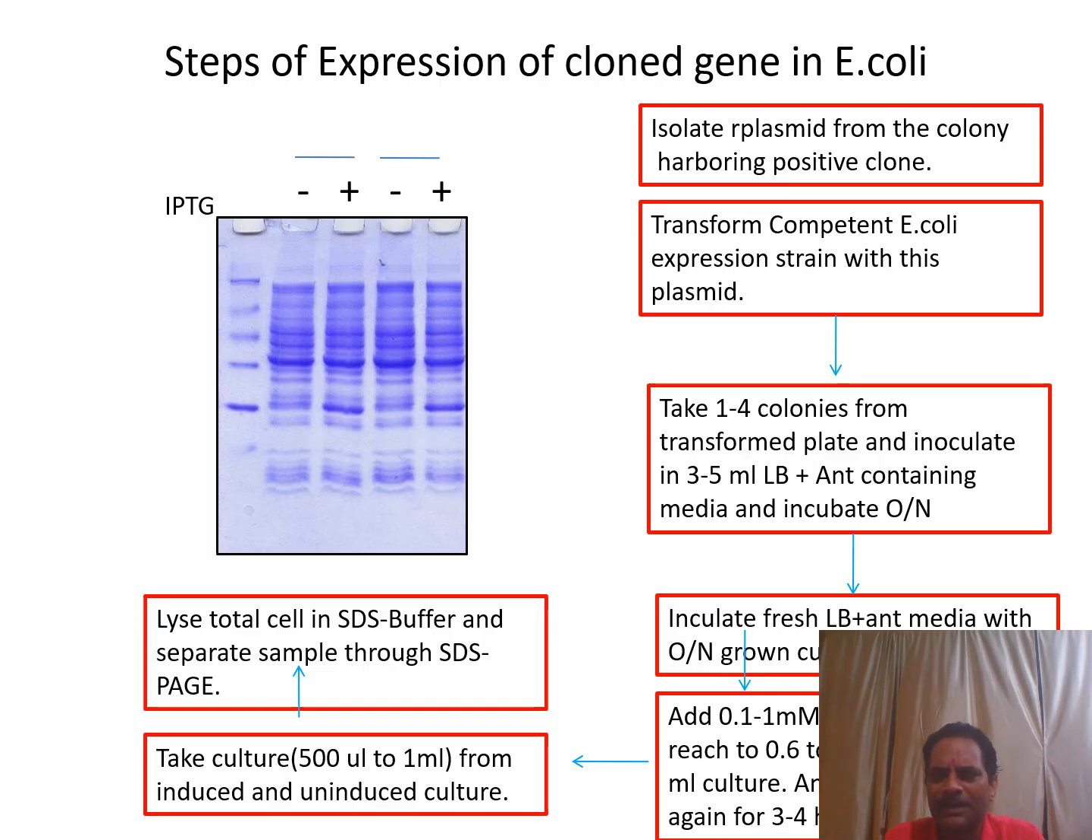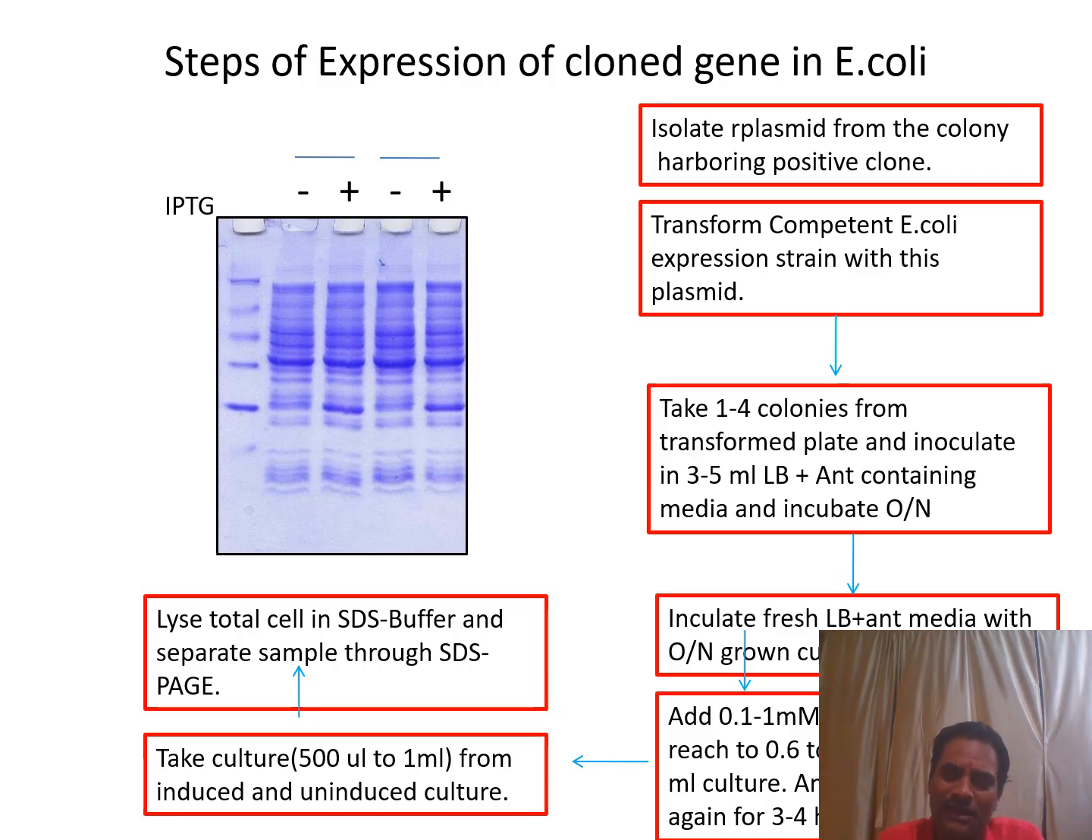We can produce recombinant protein in E. coli. Now this is not easy, there are multiple hurdles in production of recombinant protein in E. coli. As you know, E. coli doesn't allow post-translational modifications. So if your protein requires disulfide bond formation, glycosylation, or phosphorylation, E. coli will not allow that.